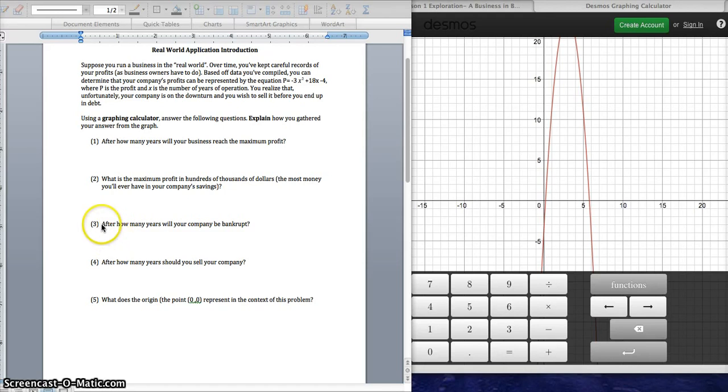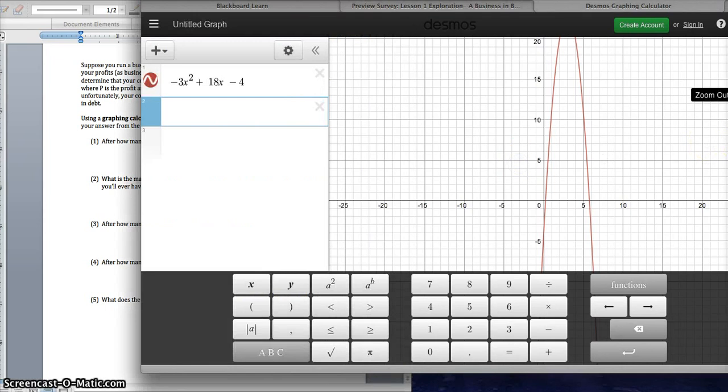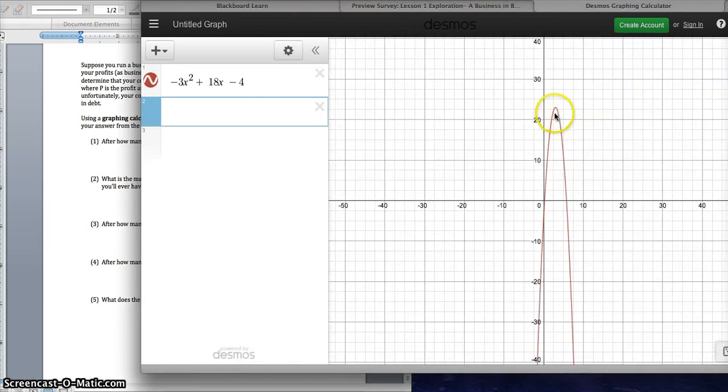And one of the things I asked you to explore in the survey, and I got your responses, was after how many years will the business reach the maximum profit? Well, we just have to think about what maximum really means. It means the highest point on the graph. So if we look over here, I typed this function into the online graphing calculator link which I provided to you, and we can see that if profit is the y values, the highest y value it would reach is this point right here, which is roughly after 3 years, because we're looking at the x coordinate of this if we care about time.